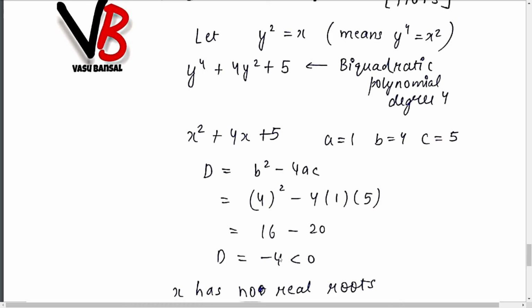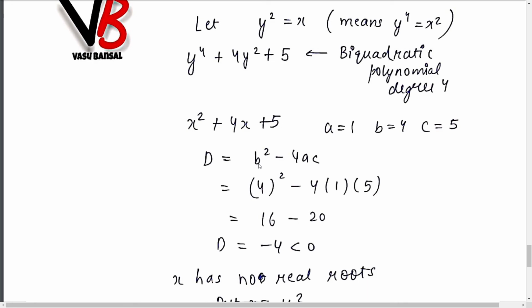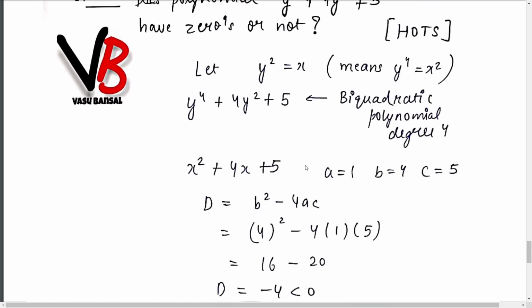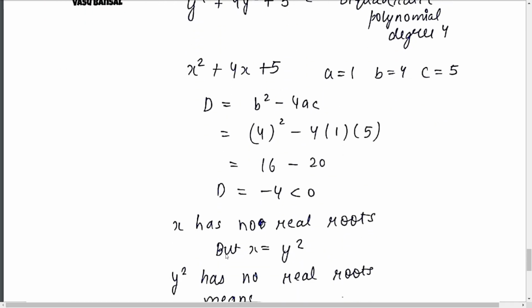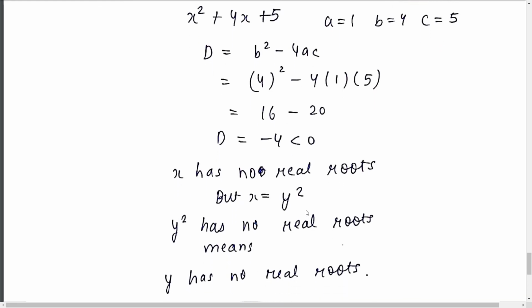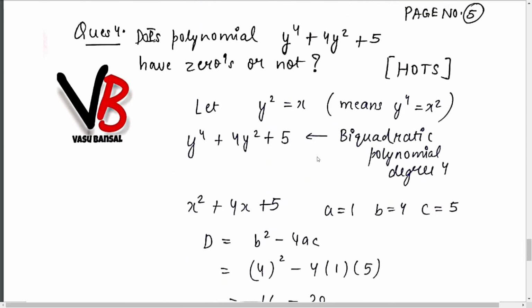When discriminant is less than 0, it means the polynomial has no real roots. This means x has no real root, but x is equal to y square. We have taken the assumption here. Means y square has no real roots, means y has no real roots, obviously. Because if y square has no real roots, it obviously means that y has no real roots. So this polynomial does not have any real zero. Complex zeros may be available, but real zeros are not present.